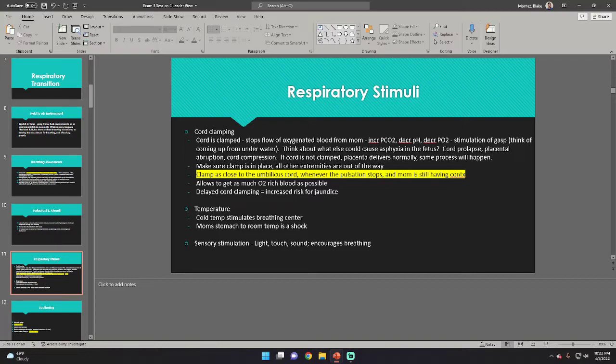When it comes to temperature, the cold temperature stimulates the breathing center. Mom's stomach to room temp is a shock. When it comes to sensory stimulation, we're using light. There's lots of lights in the room. A lot of people are touching. There's lots of different sounds. That definitely does encourage breathing.